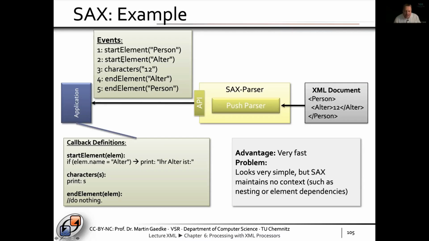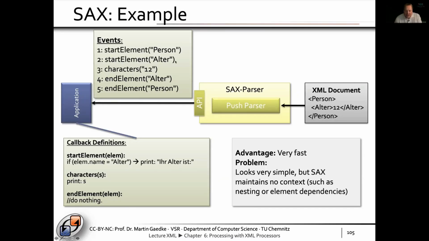Again, the start element alter is called, or an event is thrown, and again the if clause is checked. Element name equals alter. This time it's resulting in true, so the if clause is executed, and this text is printed. So "Ihr Alter ist:", which means "your age is".